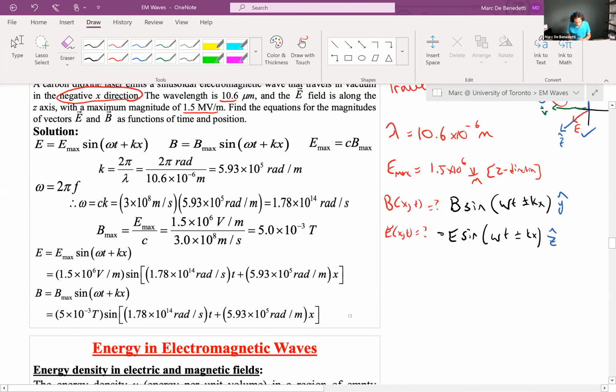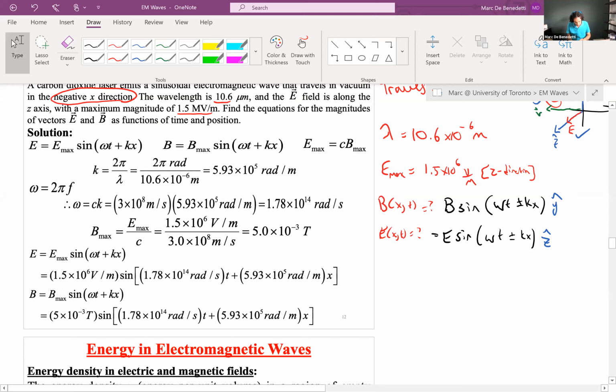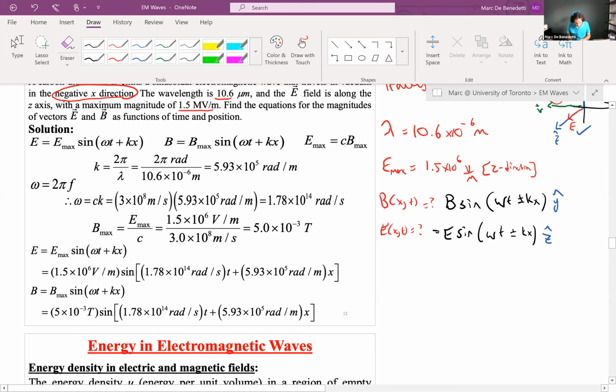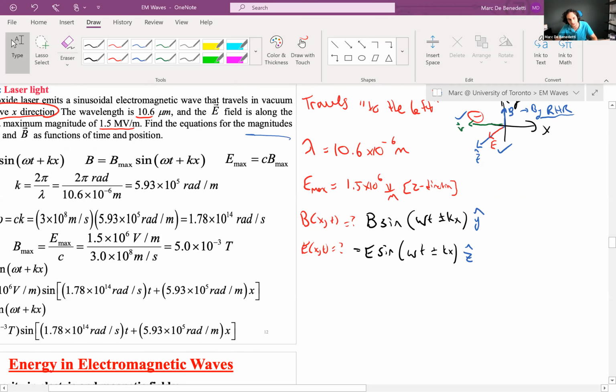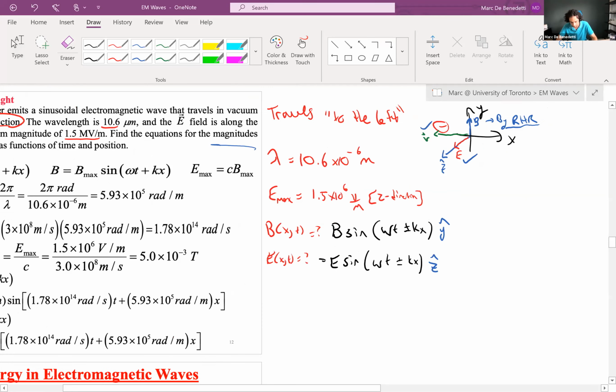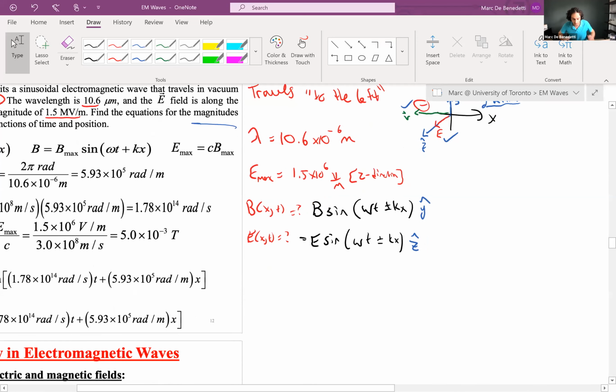Okay. They only asked for the magnitudes, they didn't ask for the directions. Who cares? Now we know the directions. It's an extra layer of knowledge for you, or practice for you. Okay, what else do we need?